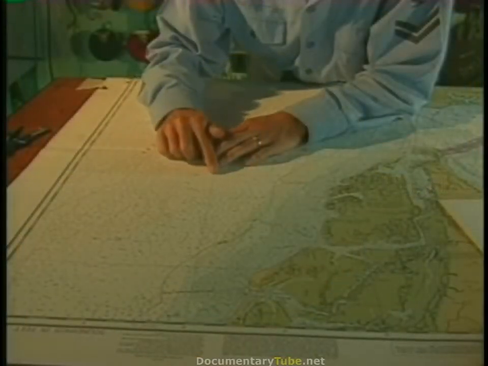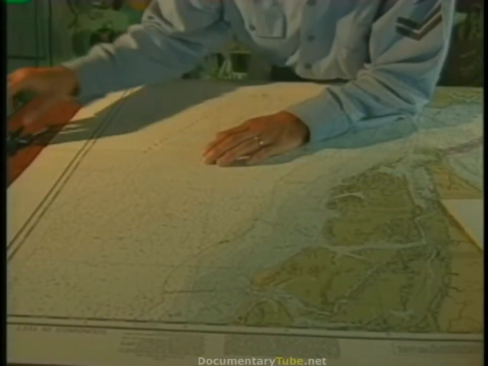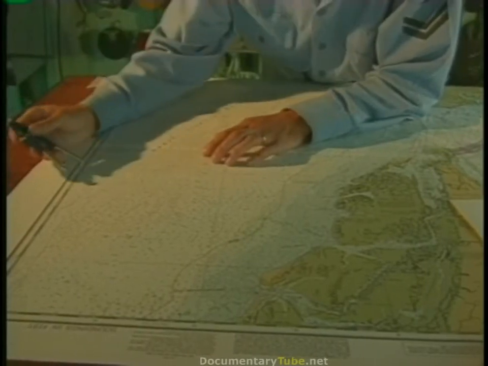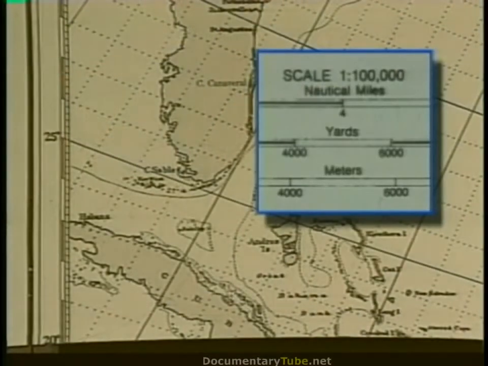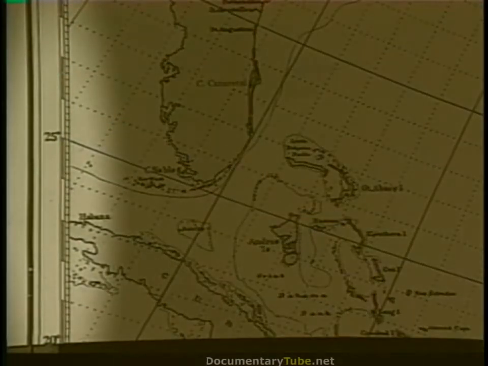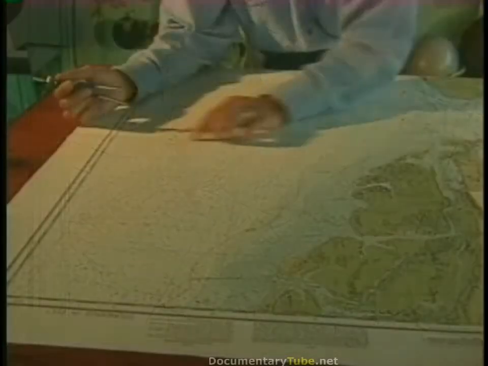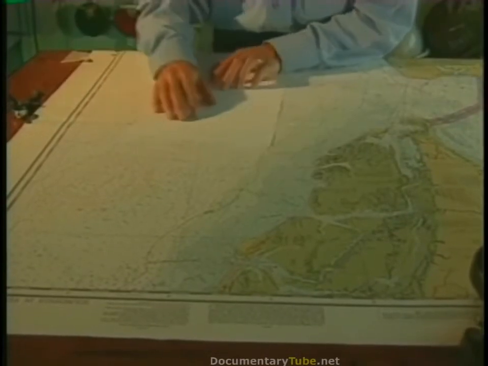Measuring distance is one of the principal uses of charts. This task is accomplished with the aid of a pair of dividers. You will find distance scales in yards, miles, or meters printed in the chart margins. Distances can also be measured using the latitude scales at either side of the chart. To accomplish this task properly, you must remember several important facts.